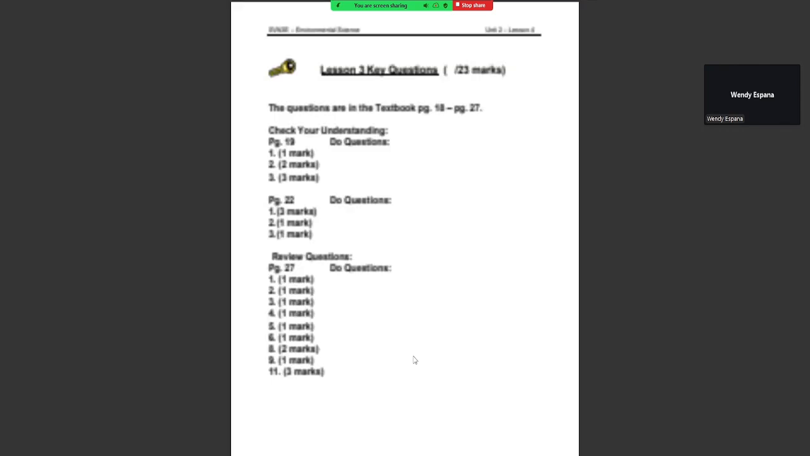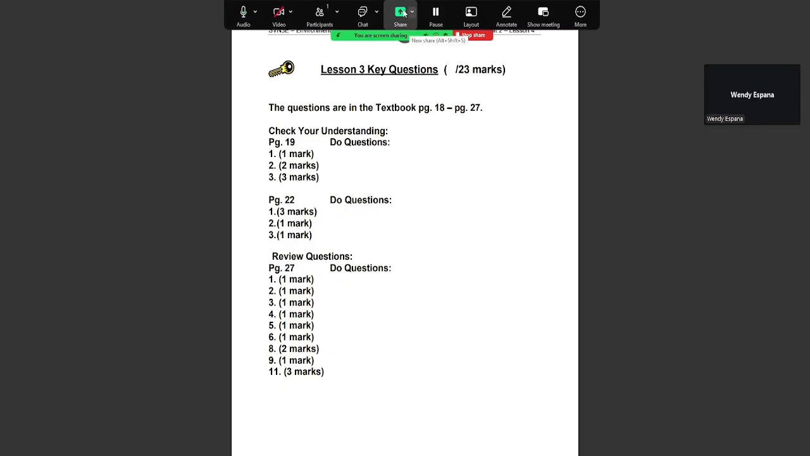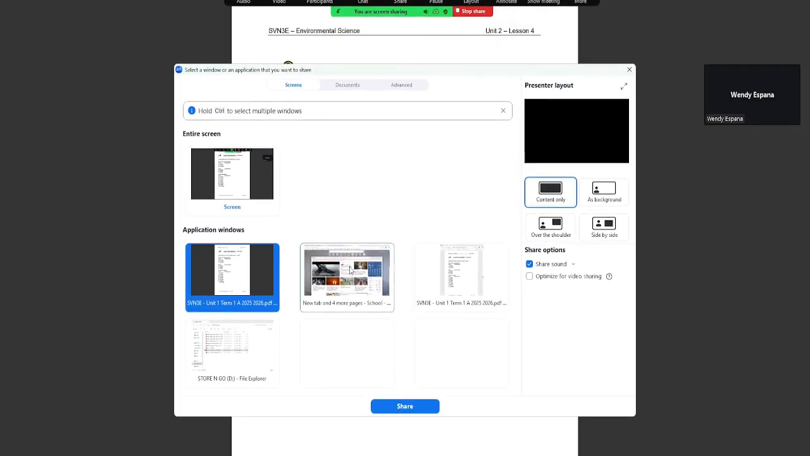And then we looked again at the lesson 3 key questions. We're going to come back to those in a few minutes and when we're done towards the end of the lesson 3. But for now, what we're going to do is we're going to go over to the other material that we use, and that's the workbook.